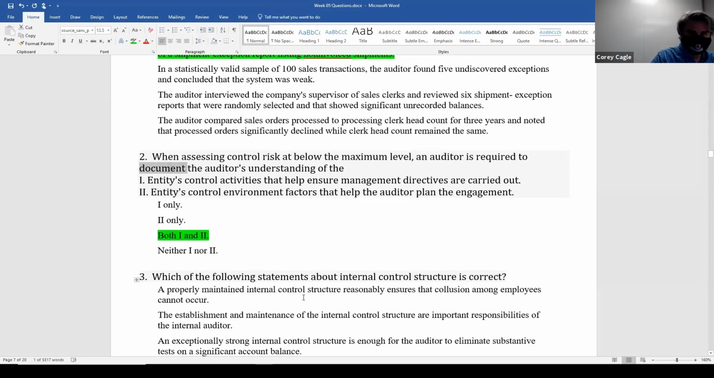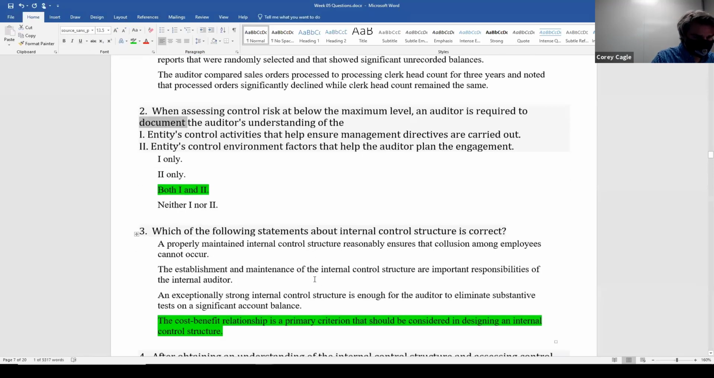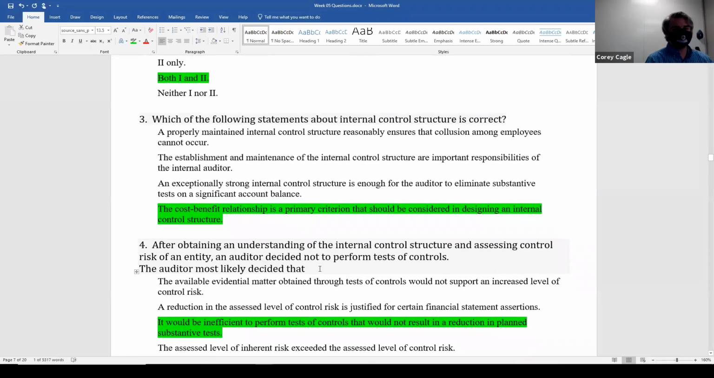Document everything. That's easy. Which of the following statements about internal control structure is correct? D says the cost-benefit relationship is a primary criterion that should be considered in designing an internal control structure. That's true, but it doesn't jump out at you as, oh, that's definitely the answer. But that is something we talk about a lot with controls, is cost-benefit.